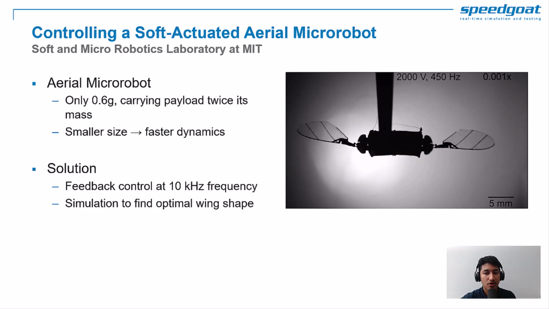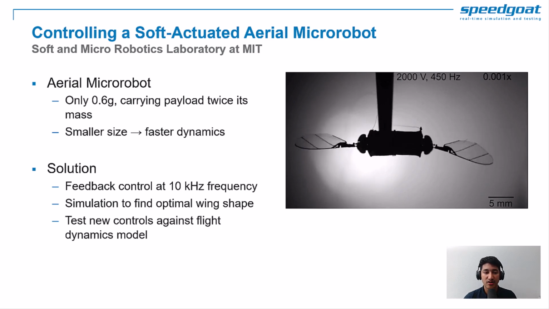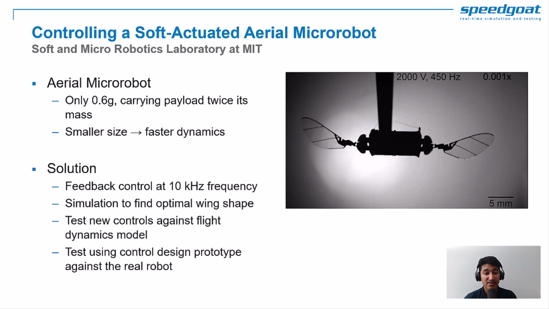The researchers model and simulate the dynamics at different fidelity levels to identify the optimal wing shape. Various experiments are performed to identify the mapping from actuator inputs to lift, resulting in an accurate flight dynamics model. This is then used to test new control designs in closed loop without the risk of damaging the real robot. And finally, the control design is deployed to the SpeedGoat test system as a control design prototype to test again with a real robot and sending the actuator command back to the robot.